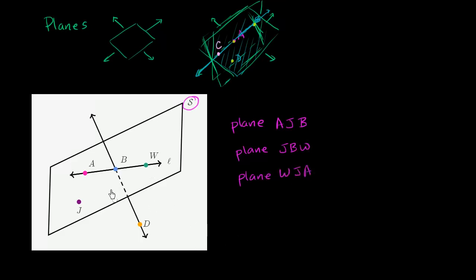But I could not specify this plane uniquely by saying plane ABW. And the reason why I can't do this is because A, B, and W are all on the same line, and this line sits on an infinite number of planes. I could keep rotating around the line just as we did over here. It does not specify only one plane.